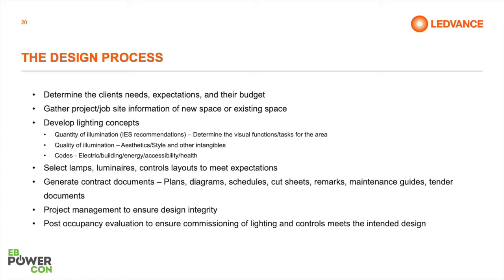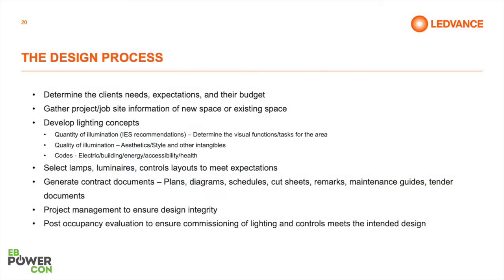You need to gather the project job information of the space. What colors are they going to paint the walls? Are they going to have a black ceiling? Are they going to have an open ceiling? Obviously you have to look at electrical codes, very important, ASHRAE, things like that. You have to select the lighting levels. You have to understand what lighting levels the customer needs.